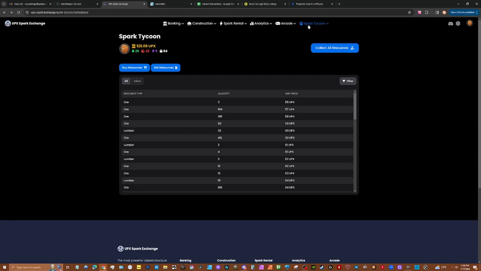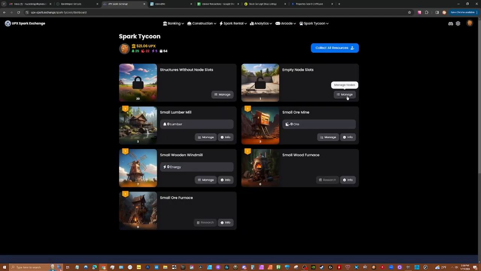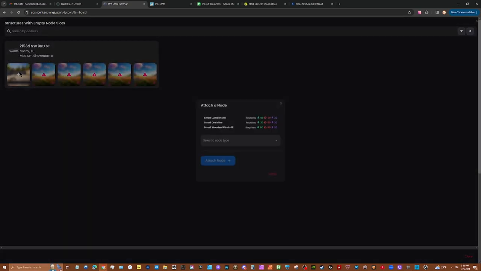And then, let's see, I'll take you through this real quickly. If I wanted to build a node, you can see here, it would cost me, for a lumber mill, 60 lumber, 20 ore, and 20 energy.